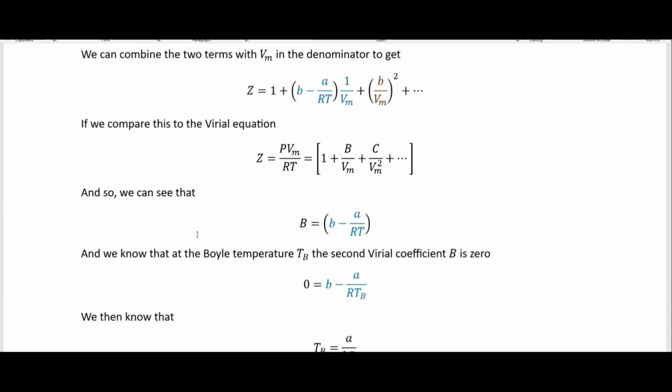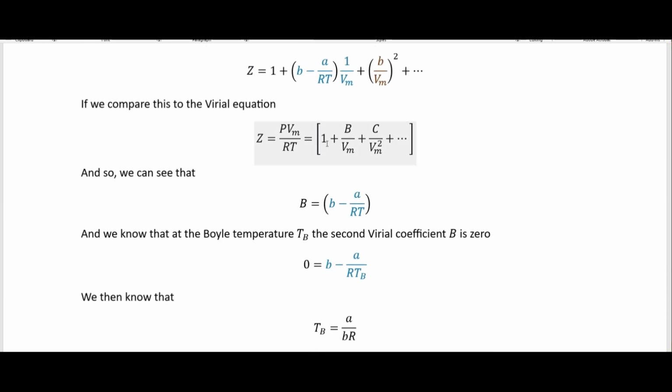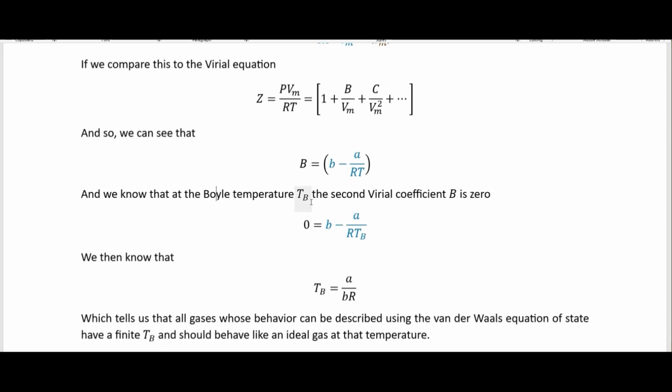So we can compare this to the virial equation. So we get this. So we now have the Z equals this PV over RT. That's equal to this. This is our virial equation. We can see that because the second order is just the 1 over Vm here, which we have right here, that this in the parentheses must be our B term. So the B minus A over RT. And we know that the Boyle temperature T sub B here is when the second virial coefficient B here is 0. So we can see that 0 equals the B minus A over RT.